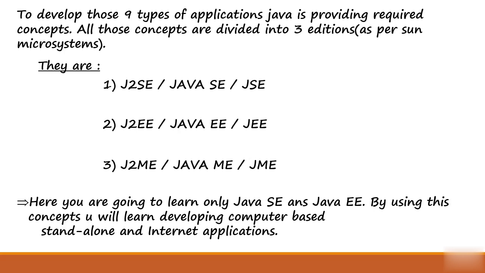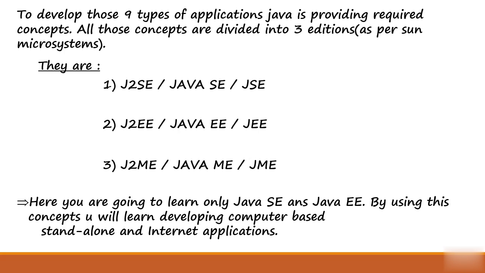Enterprise Edition is for developing technologies. Java EE contains rules and guidelines to develop technologies and server software. And Java ME is nothing but Java Micro Edition. Micro Edition is for developing mobile applications, but it is outdated nowadays. Every company is using Android software to develop their mobile applications. So we will see a brief description of all these three editions in the coming classes.